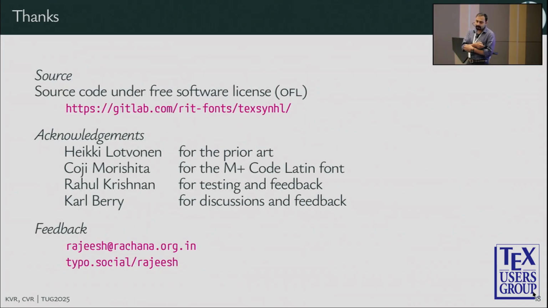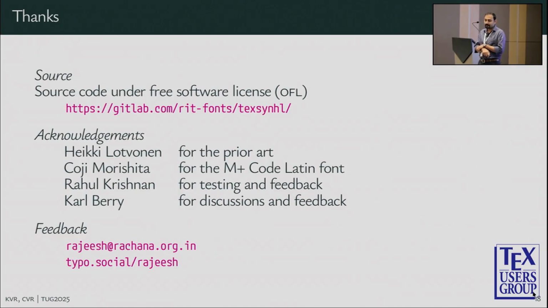And the entire source code is publicly available under the Open Font License on GitLab under the RIT fonts. Any resemblance of RIT to Rochester Institute is purely coincidental. It's Rachana Institute of Typography. It's a volunteer collective, including CVR, me, and Narayana Bhattathiri, who did all these wonderful calligraphy posters, and Hussain.